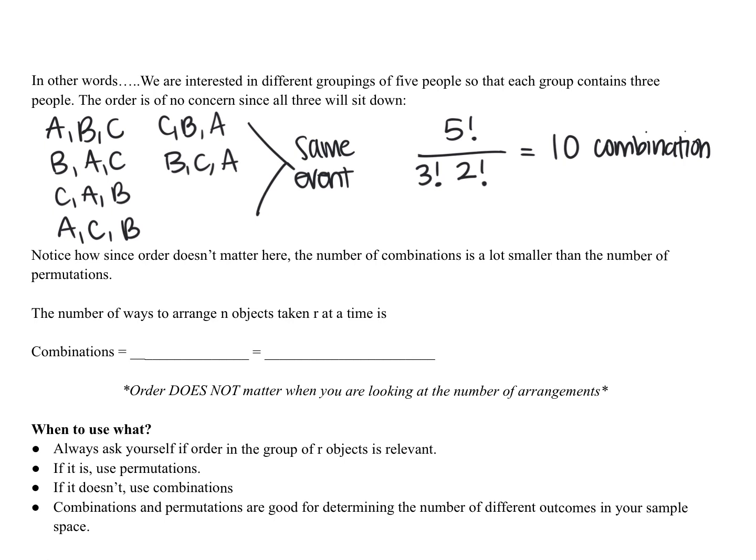So the number of ways to arrange n objects taken r at a time for a combination is called nCr, and it is n factorial over r factorial times n minus r factorial. So in this case, order does not matter when you're looking at the number of arrangements.